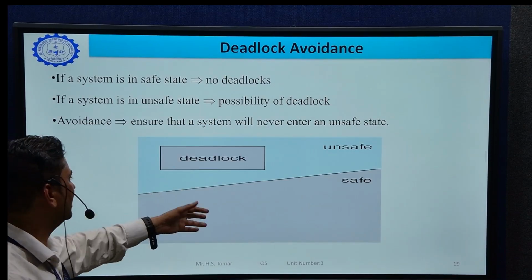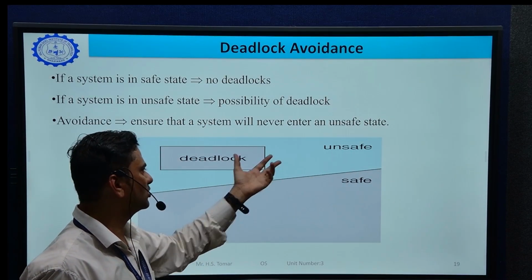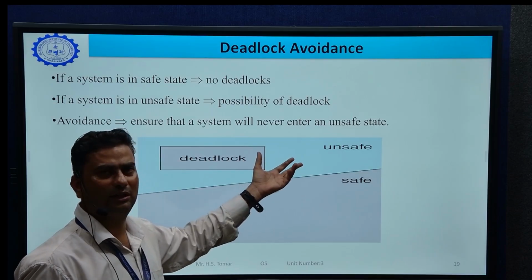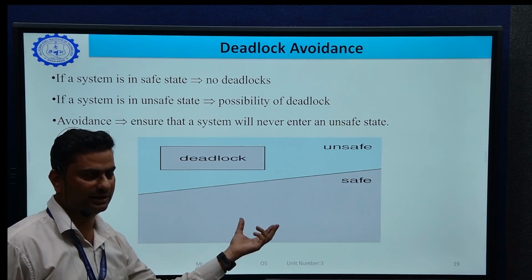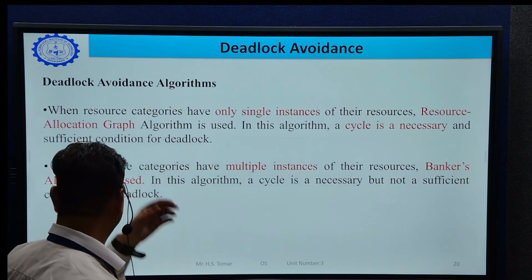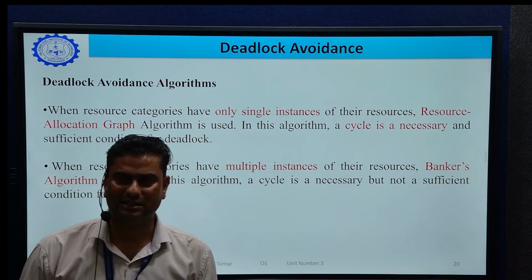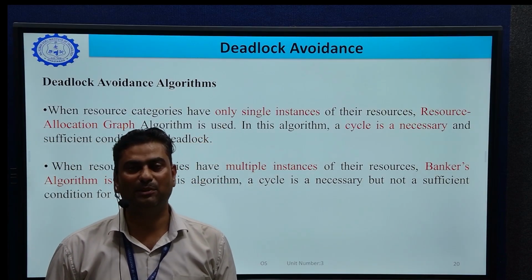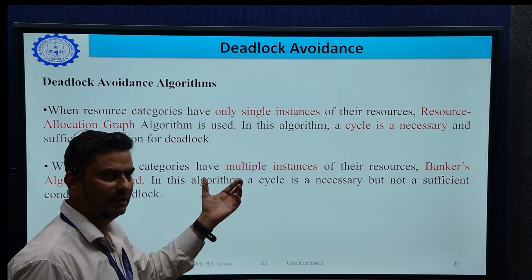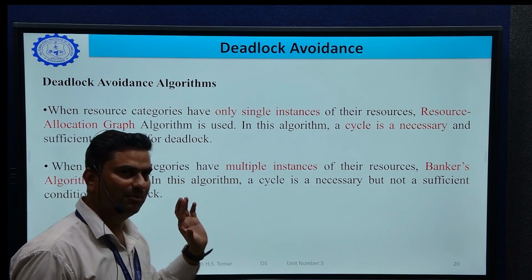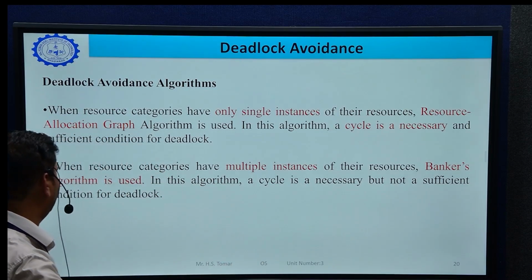In this diagram, if there is a deadlock, then there is an unsafe state, so the process is not able to execute. In the safe state there is no deadlock, and there is a safe sequence. Next slide. In a single instance type, if there is a cycle, then there is a deadlock, but in a multiple instance type, if there is a cycle, then there may or may not be a deadlock. We have discussed this in the previous slide. Next slide.